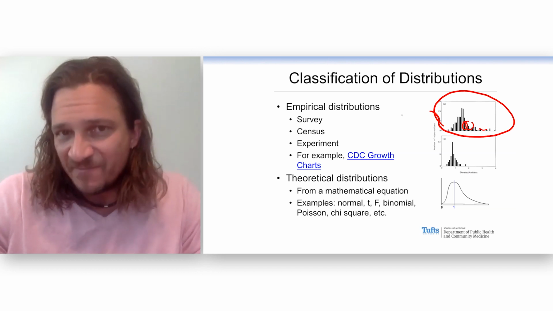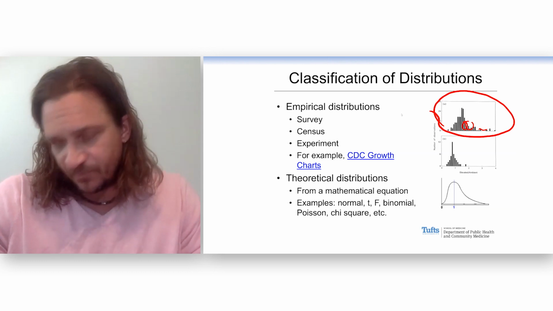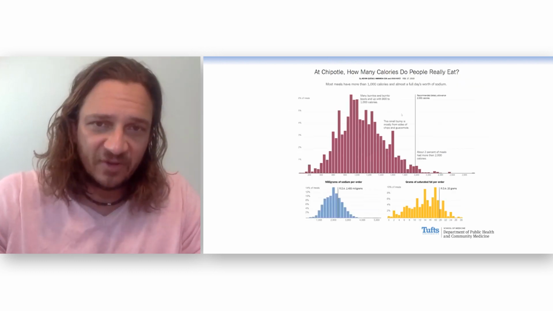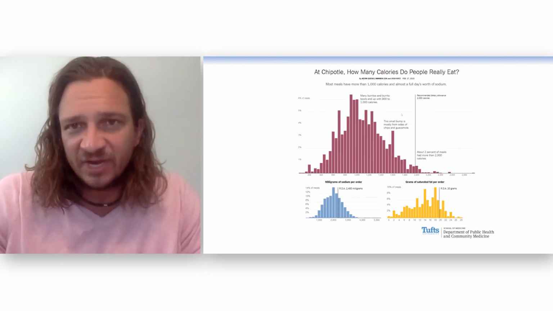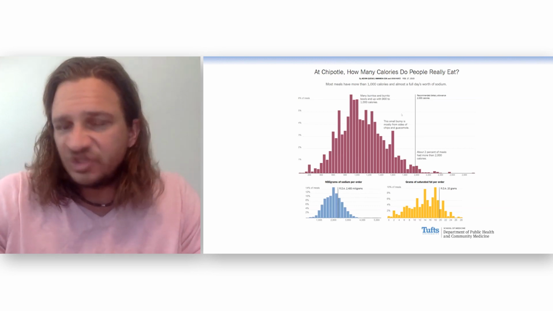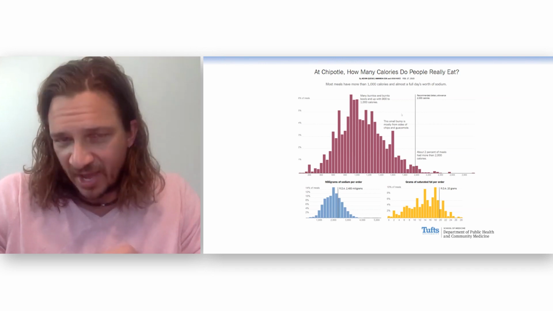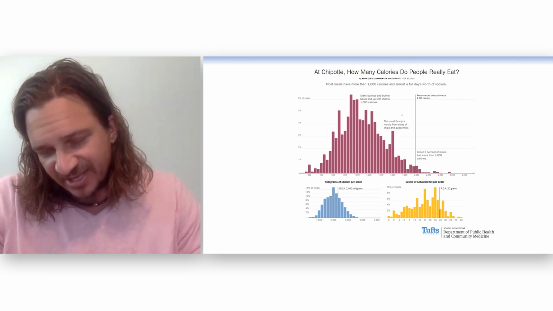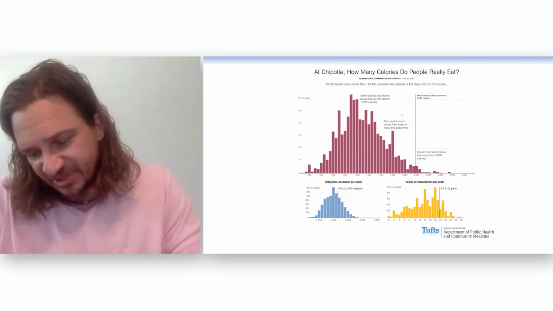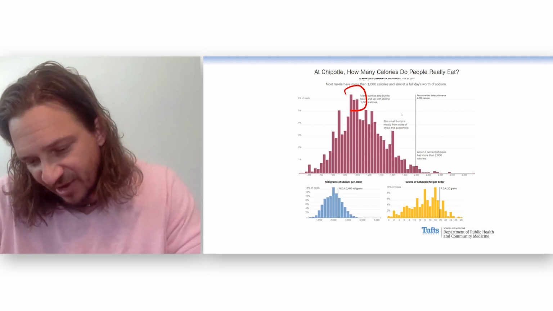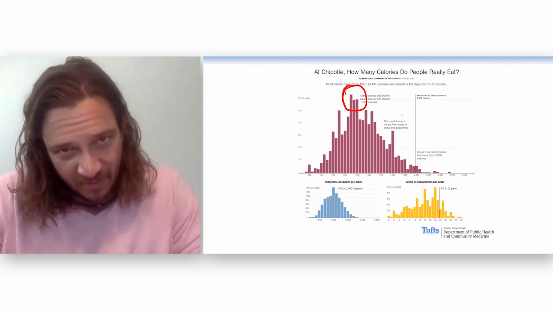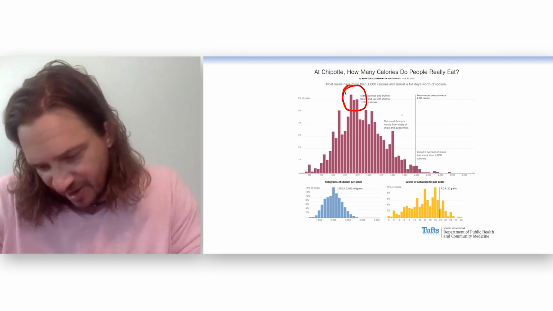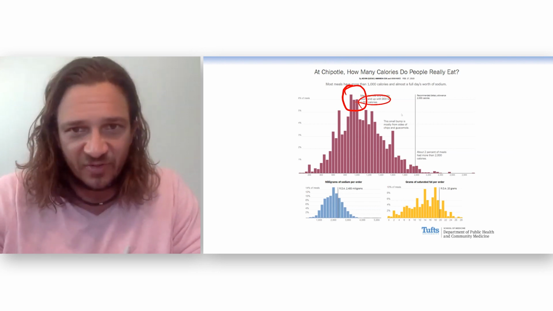Let's talk first about empirical distributions. There's a cool figure that a student sent me. This was in the New York Times, and it shows how many calories are in a meal from Chipotle. They looked at all the orders that people had given, and they looked at the distribution of those meals. You can see there's a peak here. This would be the mode: the most common number of calories for orders there, and that's somewhere around 900 to 1,000.